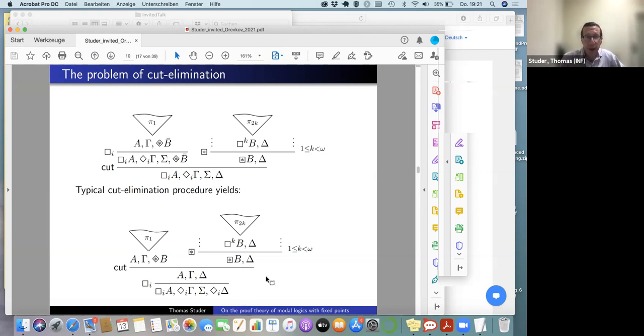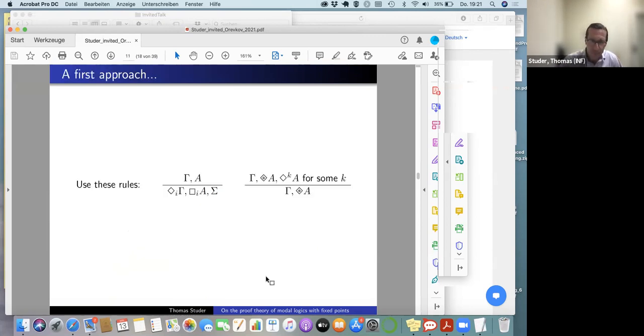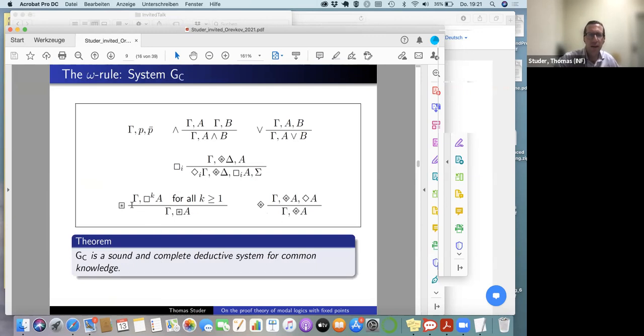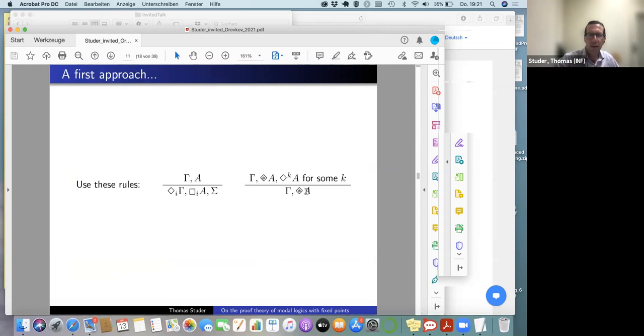So the cut elimination procedure does not work because we have this addition in the box rule, which makes it a bit problematic. So let's try some solutions. Well, one solution could be to really use dual rules. So here you see that the common knowledge rule and the dual of common knowledge rule don't really fit together, because here we have arbitrary iterations and here we only have one diamond. So let's look at the rule where we also have a diamond rule with arbitrary iterations, and then use just the usual box rule for modal logic.